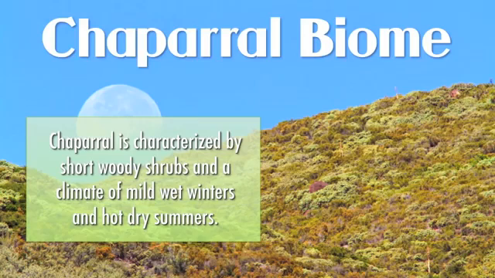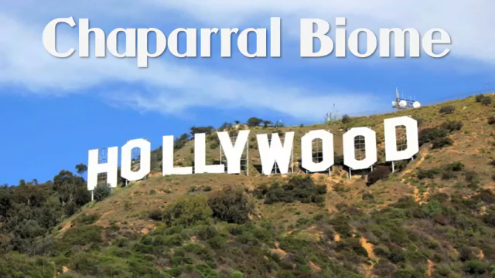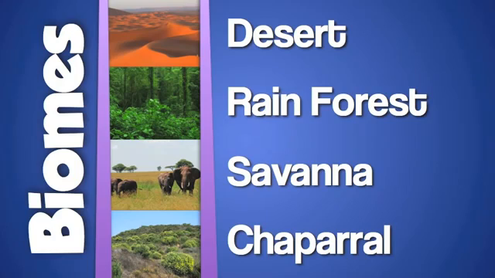The chaparral has short woody shrubs. In fact, you can find chaparral outside of Africa. In the United States, if you wanted to get an idea of what chaparral looks like, the easiest thing would probably be to take a trip to California, because you could see some great examples of that biome located there as well. So those are our 4 biomes of Africa: deserts, rainforest, savanna, and chaparral.